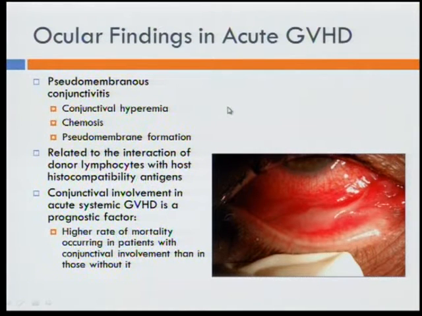We think of it as a severe conjunctivitis. It can be a pseudomembranous conjunctivitis with conjunctival hyperemia, chemosis, and pseudomembrane formation. Again, it's related to the interaction of the lymphocytes with the host histocompatibility antigens. Conjunctival involvement in acute GVHD is really a prognostic factor. There's a higher rate of mortality in patients with conjunctival involvement than without conjunctival involvement.